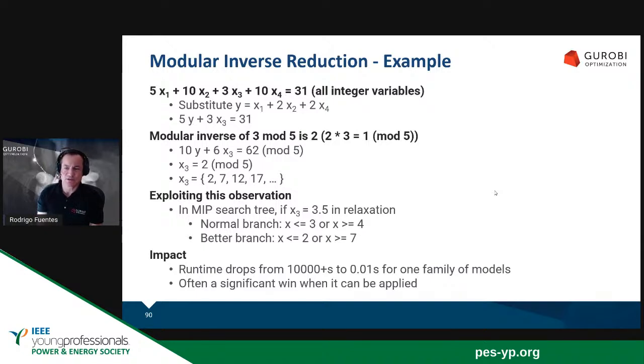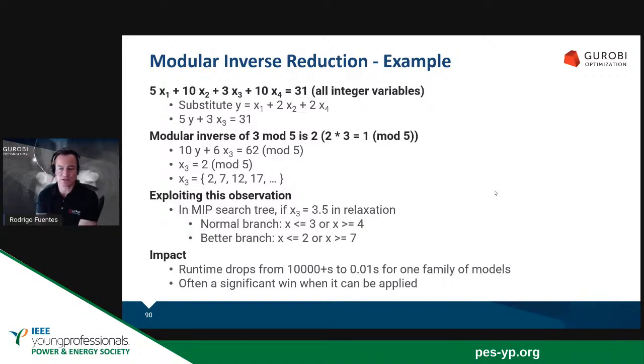We find the modular inverse of 3 modulo 5, which is the coefficient of y, and it's equal to 2. That means that 2 times 3 is equal to 1 in modulo 5. So now let's take that number we found, 2, and multiply the original constraint by 2. We have 10 times y plus 6 times x3 equal to 62. Now when we use modulo 5 on this constraint, we solve for x3, because 10 times y modulo 5 is 0, right? 6 x3 modulo 5 is x3, and then 62 modulo 5 is 2. That means that x3 can take any of the values that you see there that satisfy that equation: 2, 7, 12, and 17 are values x3 can take, congruent to 2 modulo 5.